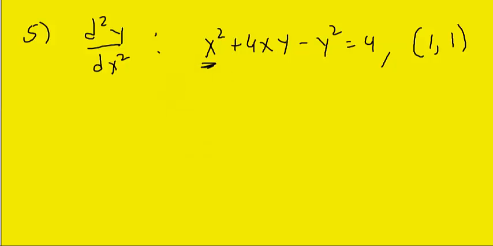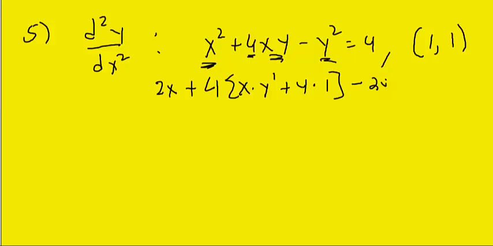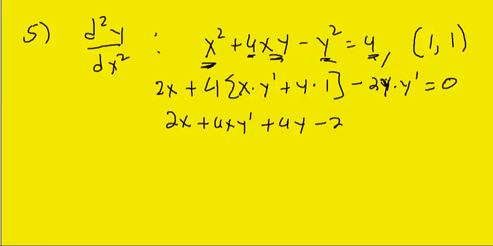So the derivative of that is going to give me 2x. Plus 4 is just the coefficient, so move it out. Product rule, first times derivative of second, plus second times derivative of the first. Okay, minus derivative of that, which is 2y y prime. And derivative of that is 0. Okay. Now we're going to have to clean this up because we're going to take the second derivative. So we have a 2x plus 4xy prime plus 4y minus 2y y prime is equal to 0.